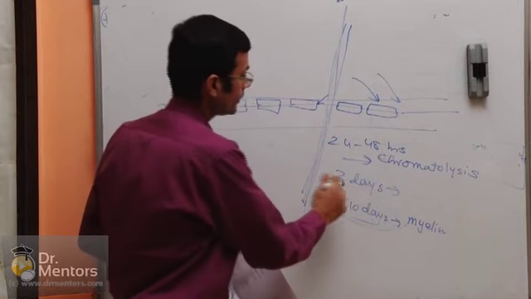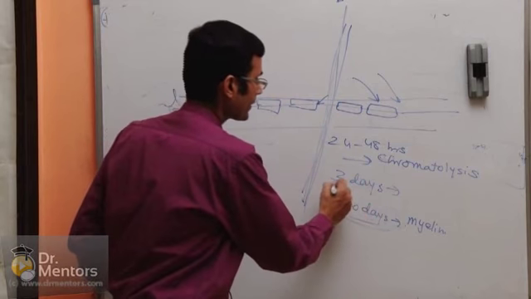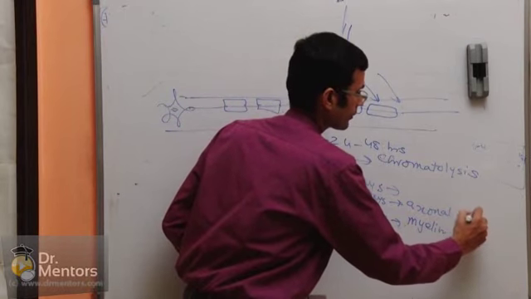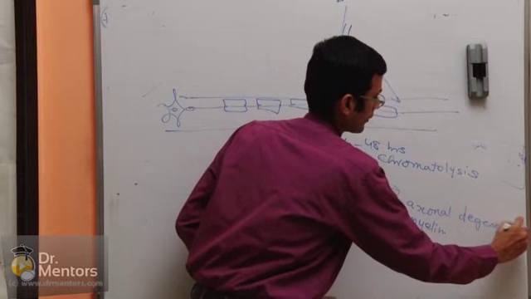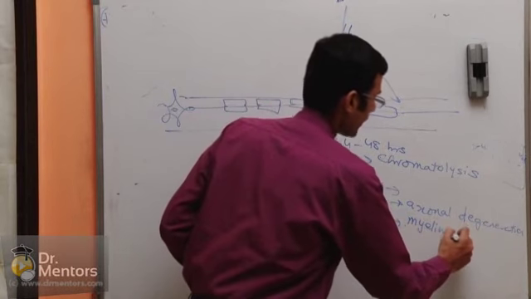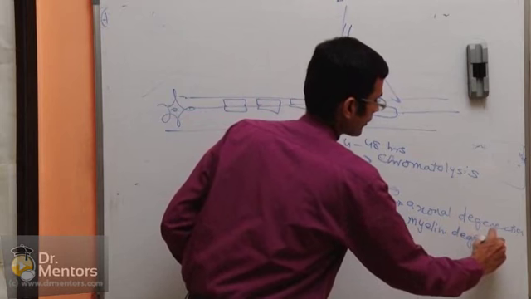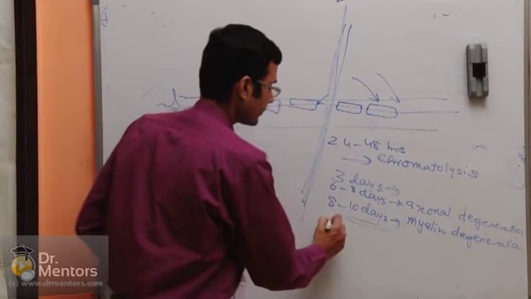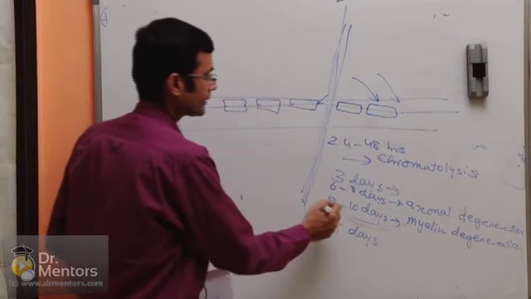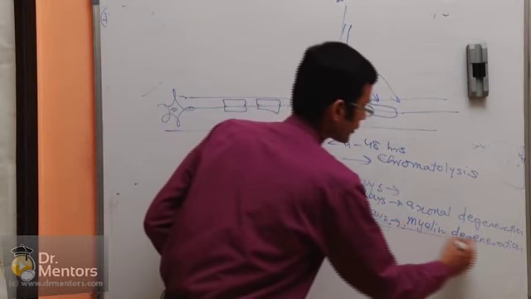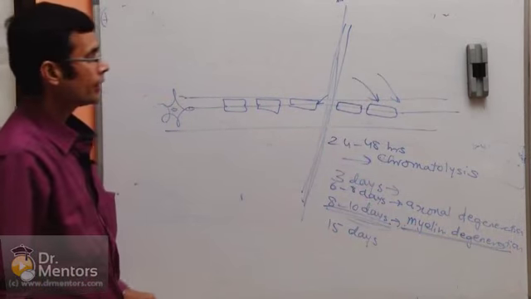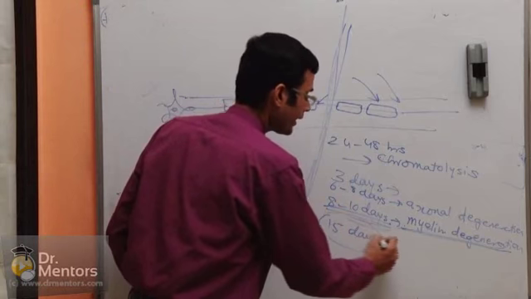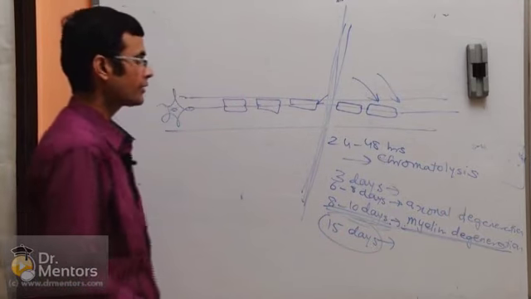Well, just before that, 6 to 8 days axonal degeneration, then physical destruction of myelin, or let's say myelin degeneration, 8 to 10 days. 15 days, well, I will just add here myelin degeneration as in physical destruction of myelin. Chemical destruction of myelin takes about 30 days after the injury. Anyways, from 15th day onward, the repair starts.